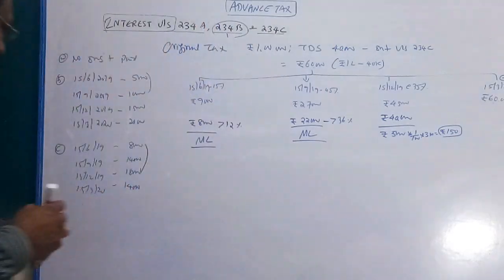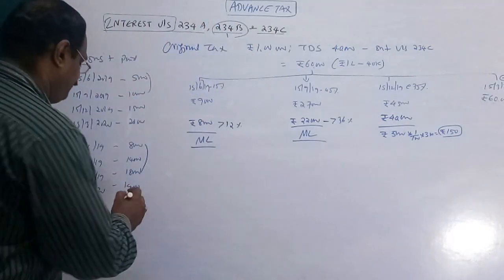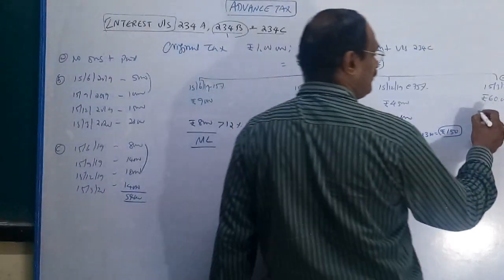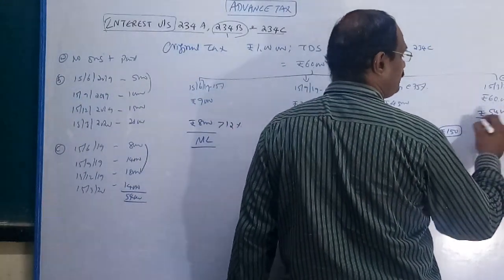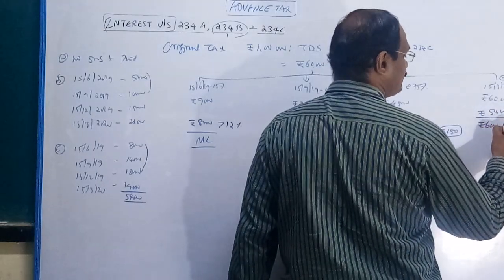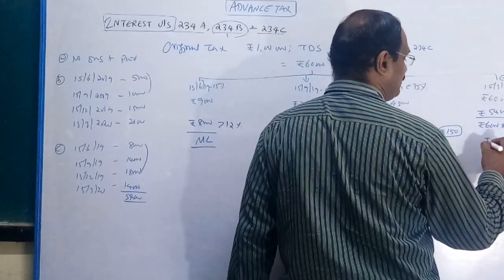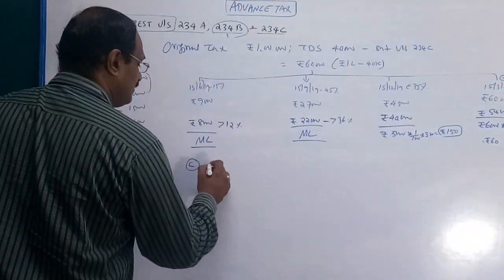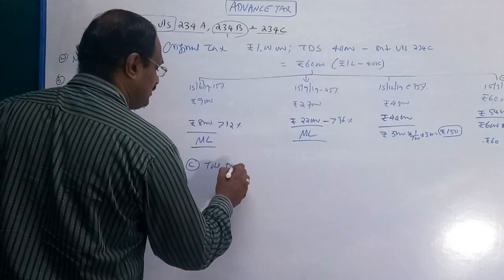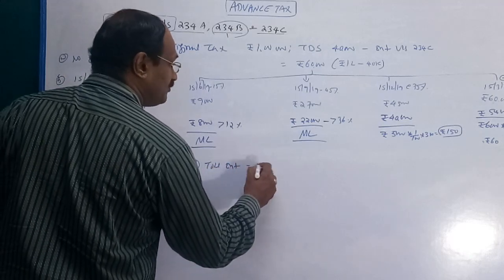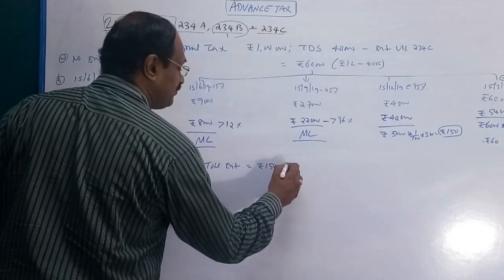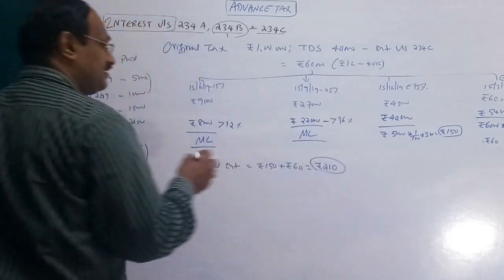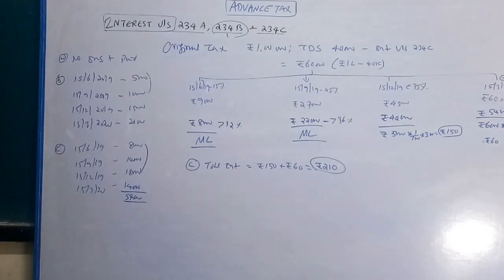150. Then total amount paid 54, balance 6,000 into 1% is nothing but 60. So case C, total interest equals 150 plus 60. Answer is 210.